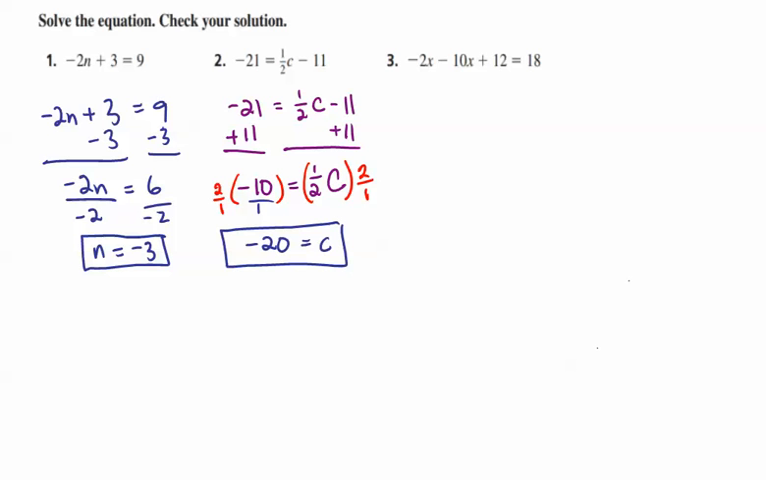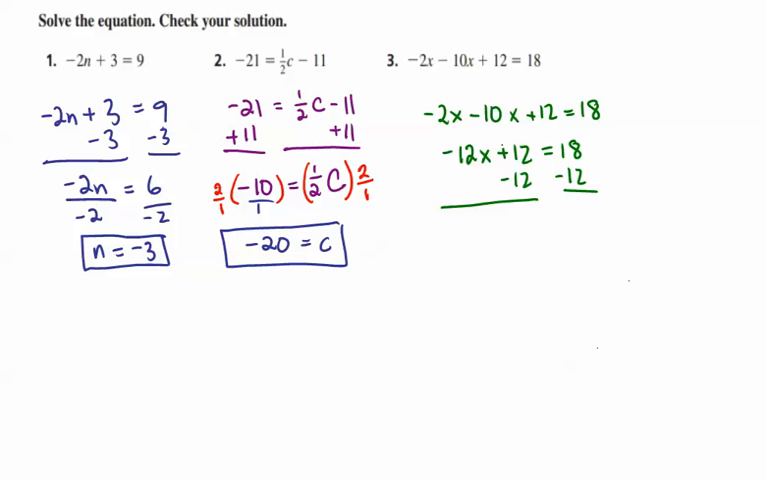For the third example, we have negative 2x minus 10x plus 12 is equal to 18. And here we can do some simplification, combining like terms, before we begin to use addition and subtraction or multiplication and division. So negative 2x minus 10x is negative 12x plus 12 is equal to 18. Then we're going to subtract 12 on both sides, and we have negative 12x is equal to 6. Dividing both sides by negative 12, we end up with x is equal to negative 1/2.